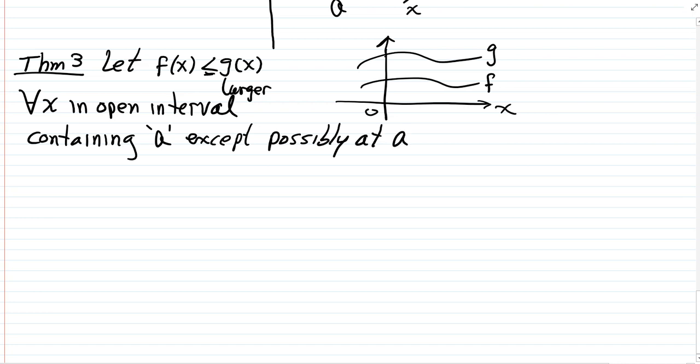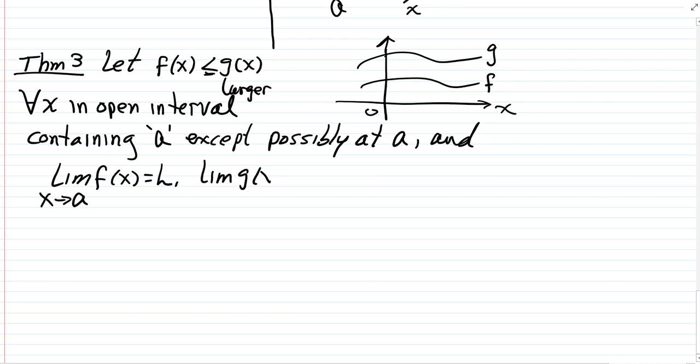Except possibly at A, and so further, suppose that the limit of f of x is L as x approaches A, and that the limit of g of x as x approaches the same value is m. Therefore, L must be less than or equal to m. There you have it. Let's say this is point A. At the limit, for the lower one it's going to be L, and this is the limit for the higher function, m. You see that m sits above L. So that's what this theorem says.